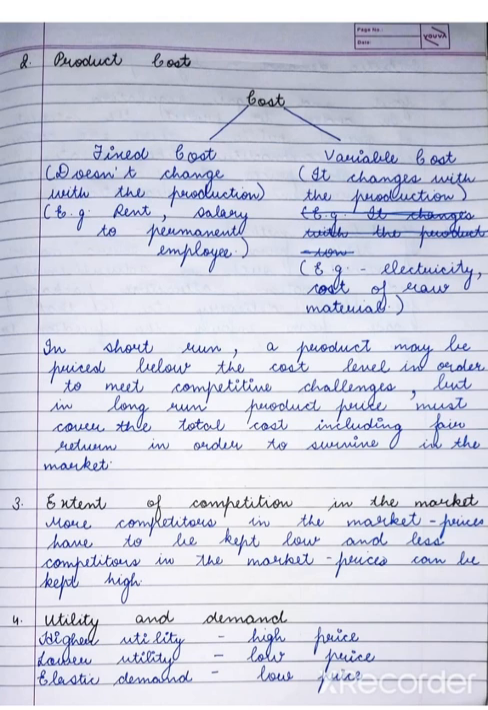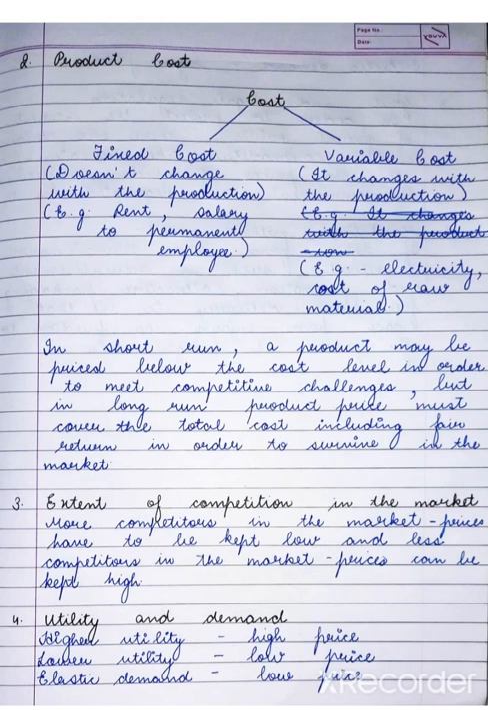Coming to the next one, extent of competition in the market. If your product is facing extreme competition or you have too many competitors in the market, at that time, in order to establish your brand in the market, you have to keep your prices low. But in case you have fewer competitors or less competition in the market, at that time you can keep the prices of the product high.